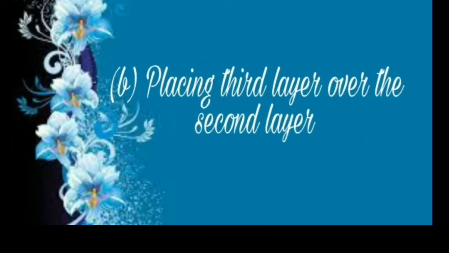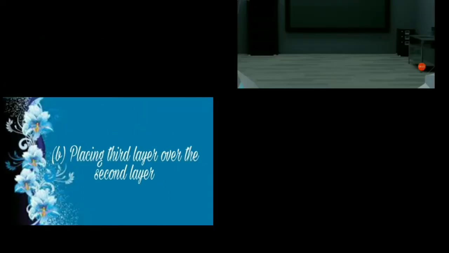So we place the second layer over the first layer, then we get two types of voids. Now we place the third layer over the second layer.